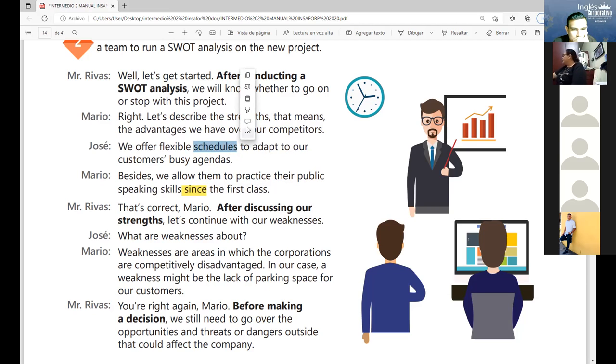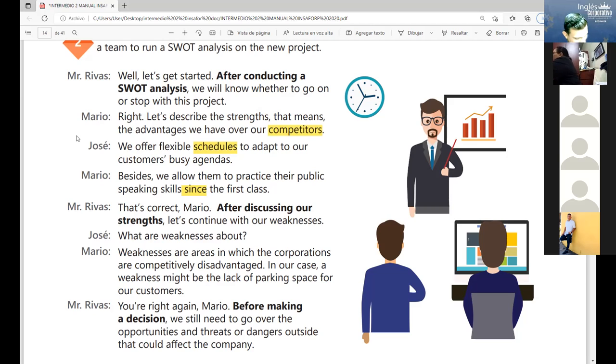What are weaknesses about? Weaknesses are areas in which corporations are competitively disadvantaged. In our case, a weakness might be the lack of parking space for our customer. You are right again, Mario. Before making a decision, we still need to go over the opportunities and threats or danger outside that could affect the company. Excellent, very good.